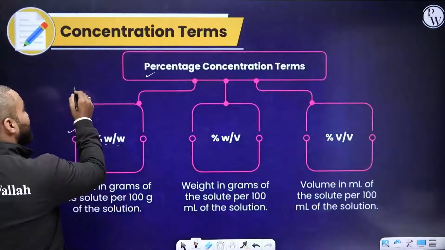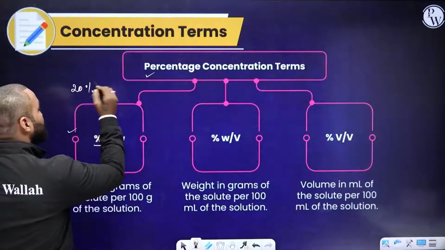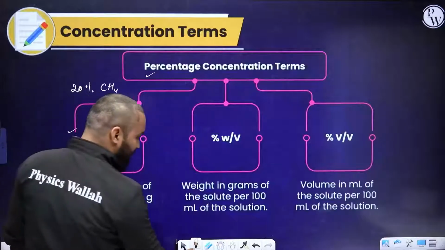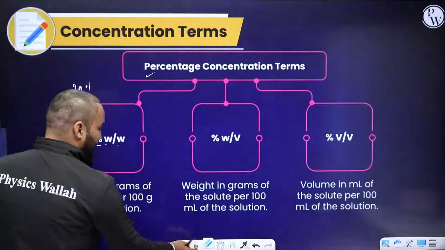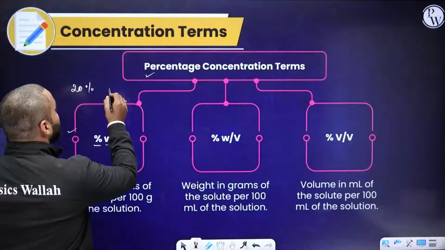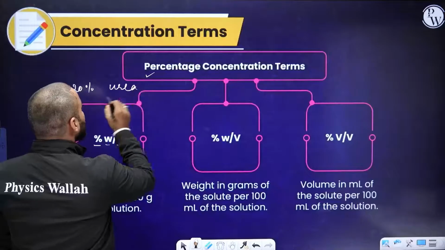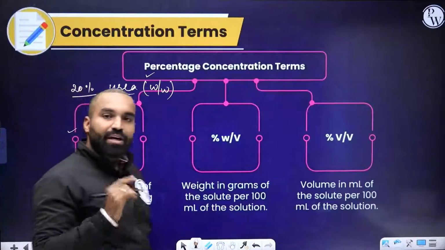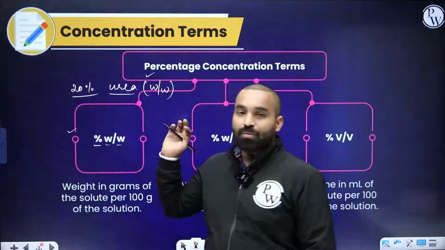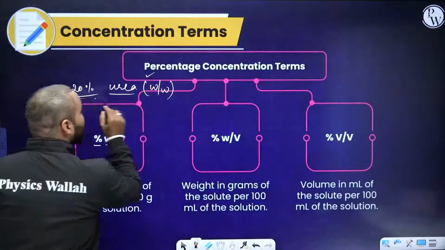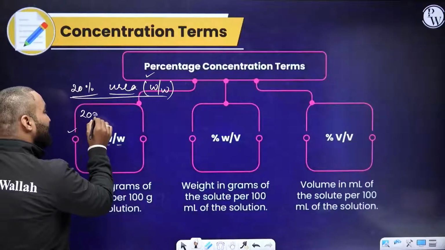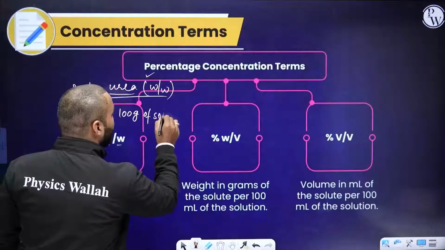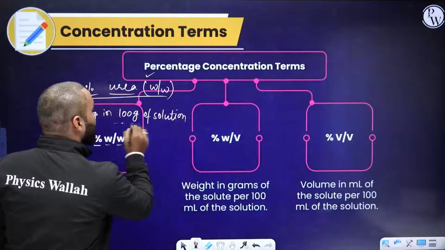Suppose I say that I have 20 percentage of some solid, let's take urea. Okay, 20 percentage urea, and that is weight by weight. What does this mean? In this entire chapter, we need to understand what these terms mean, because they will ask you questions by giving this statement. 20 percentage means 20 gram of urea in 100 gram of solution. It is very important to note that it is out of 100 gram of solution.